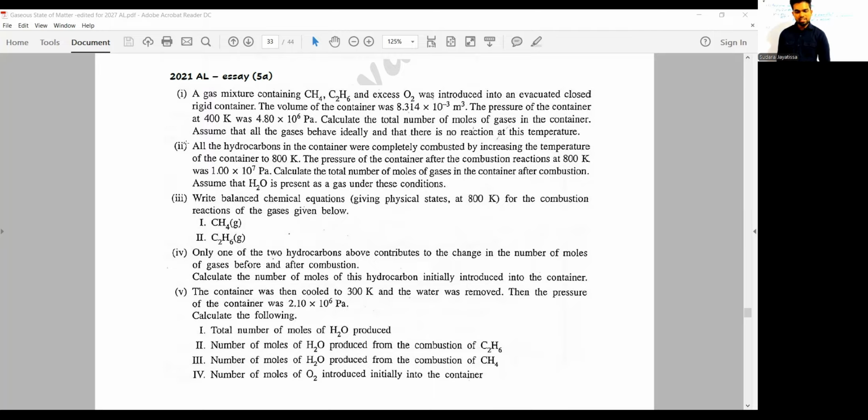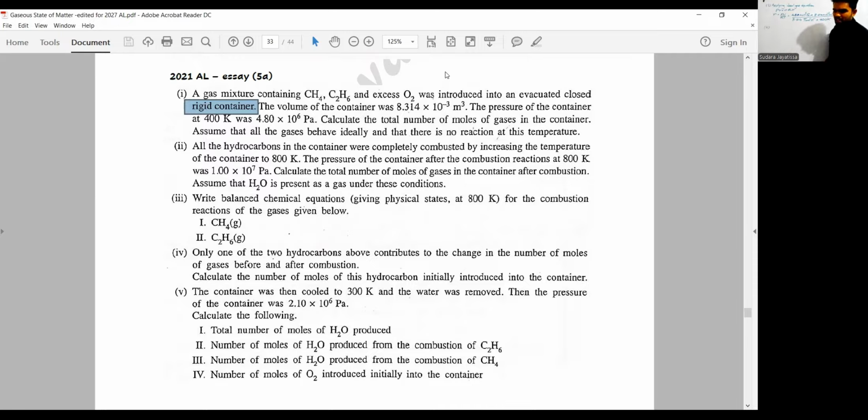Okay, still the volume is same. So they haven't mentioned volume because we know it is constant. Why? It is an evacuated closed rigid container. So highlight that part. Those are important things that you need to understand the first time you see. Evacuated closed rigid container. That means volume is constant. So the same volume will come to the second question too. Understood?